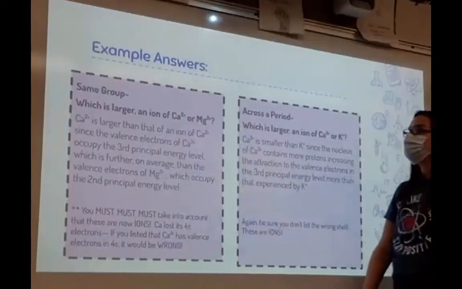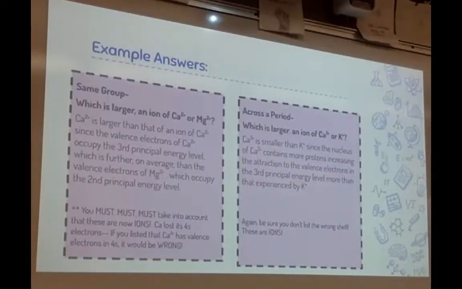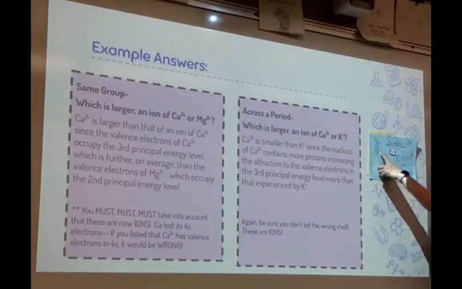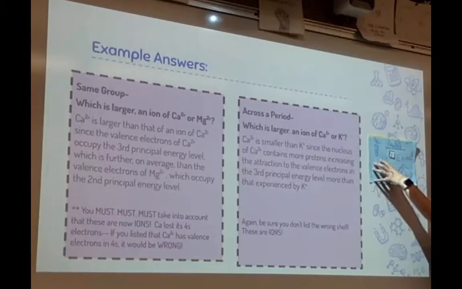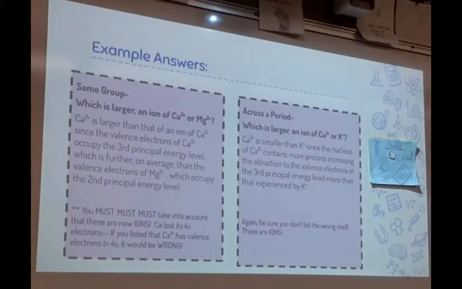If we look at this example, which is larger, an ion of Ca2+ or Mg2+? Again, even though they're ions, look on the periodic table. Well, when magnesium loses its two valence electrons, it's going to become the same configuration as neon. So its valence electrons are now in 2p. When calcium becomes an ion, it has the same configuration as argon. Its valence electrons are in 3p.